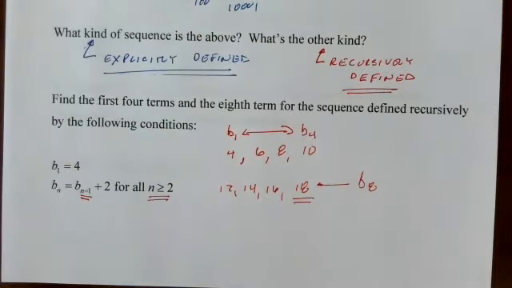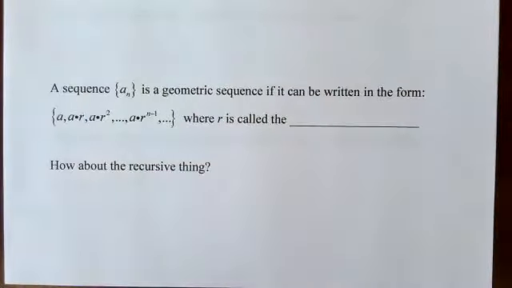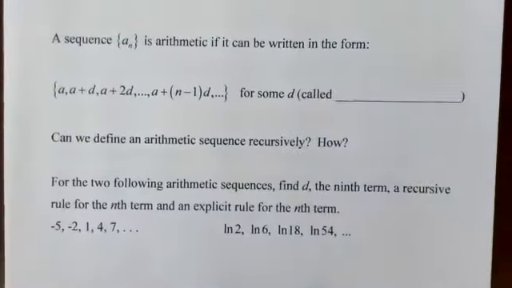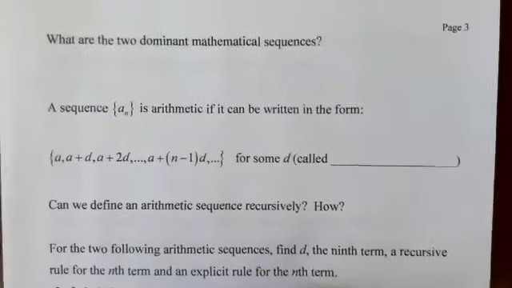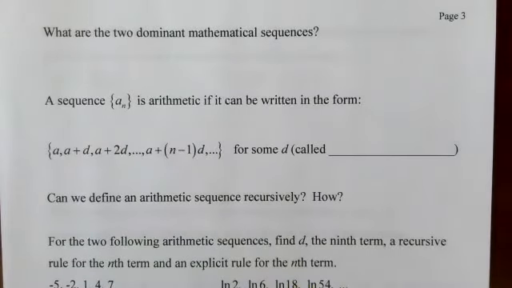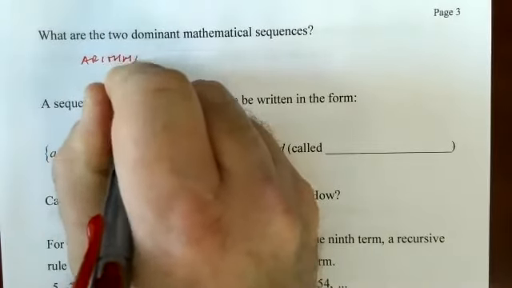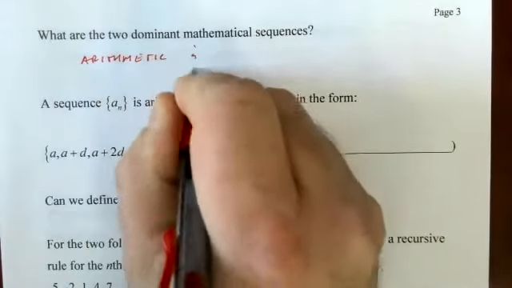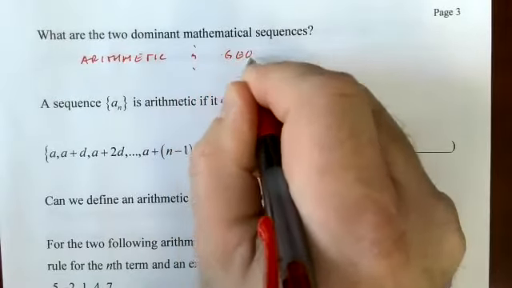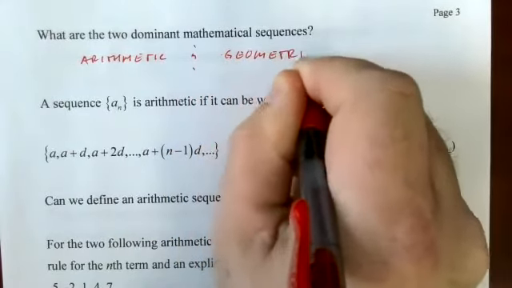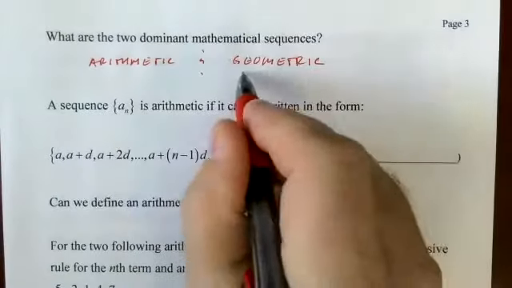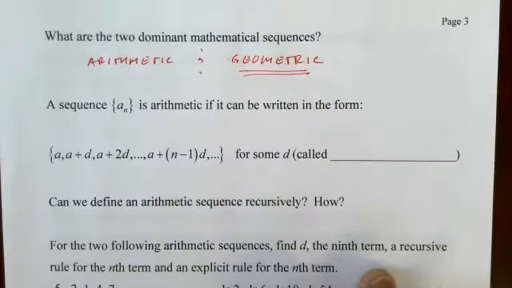Look at the two most common sequences that are out there. Already mentioned them. And I shouldn't say dominant. They're the most likely. We can do some really cool math on them. We're going to use the geometric one. So it's arithmetic and geometric. We're going to use this like crazy in the next unit. So lock that one down.